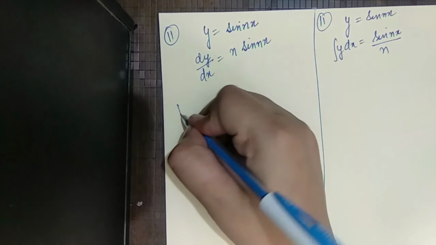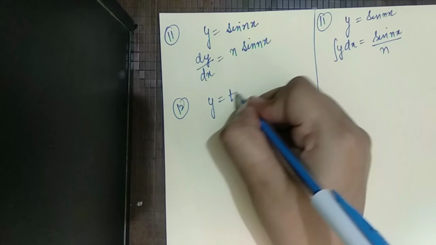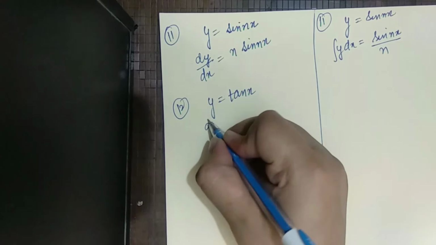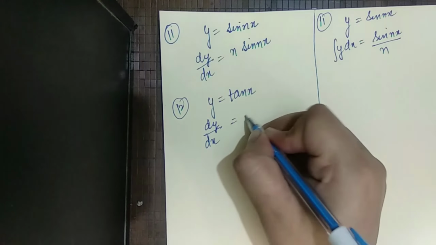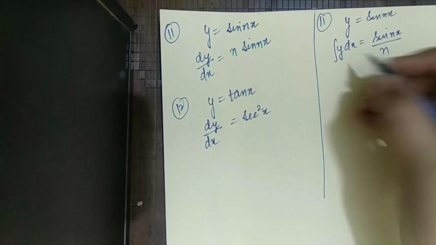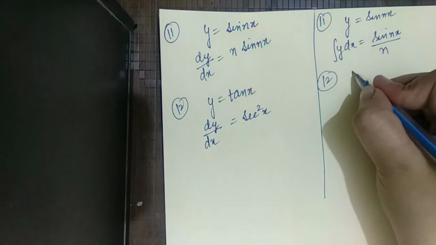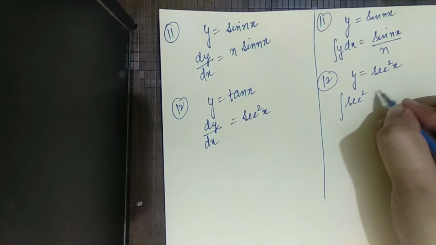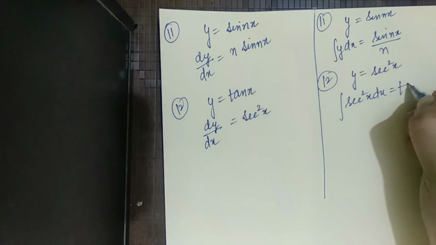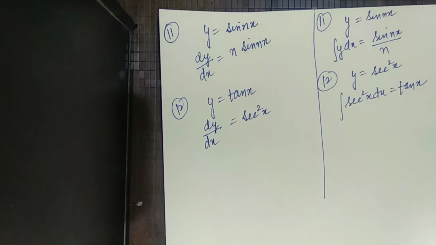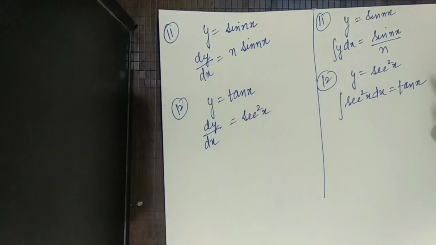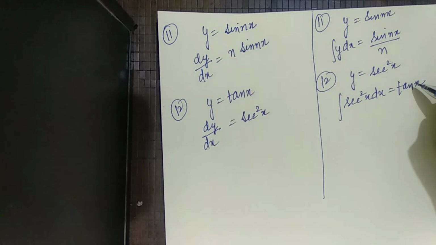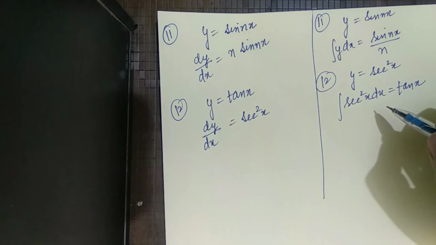So here, if I need to find the differentiation of tan x, it was dy by dx equals secant square x. So if I say y equals secant square x, then the integration of secant square x will be equal to tan x, right? But don't do this, that the integration of tan x will be secant square x. No, the integration of tan x is something else, not this. I hope this is clear to you.